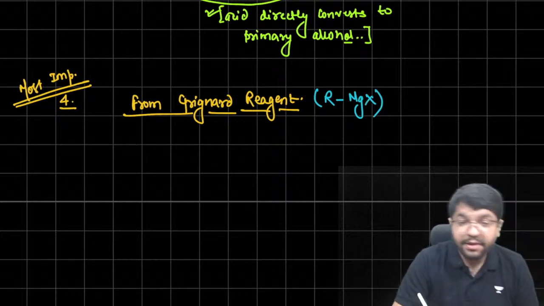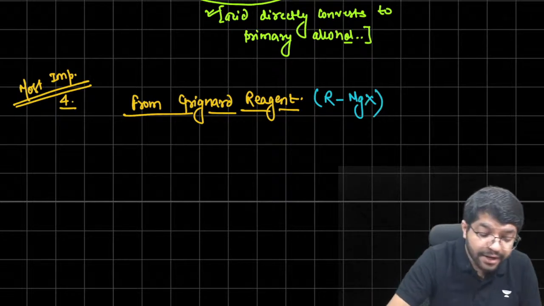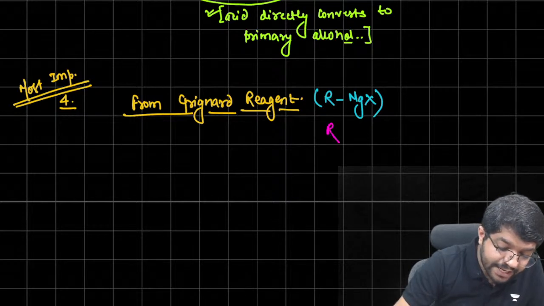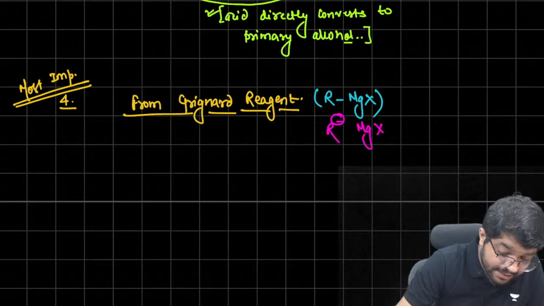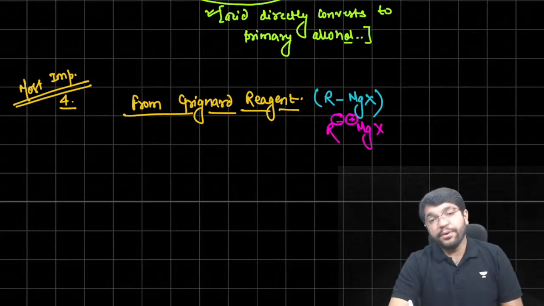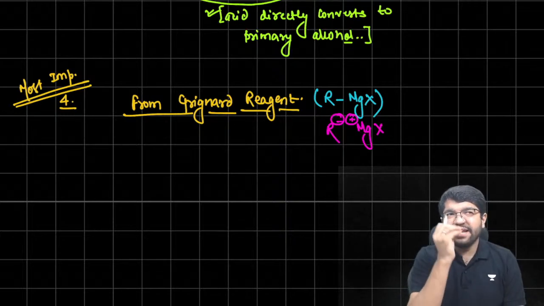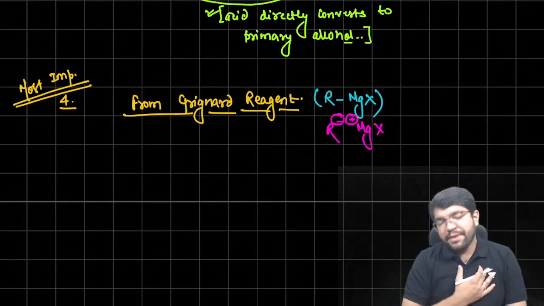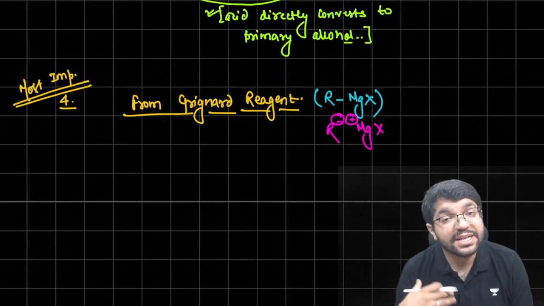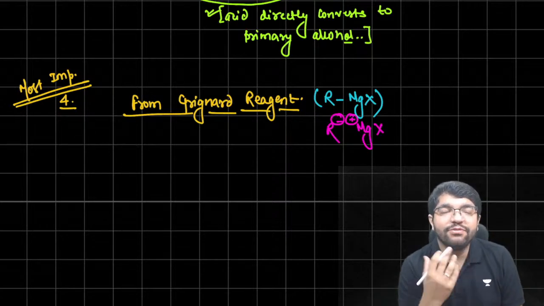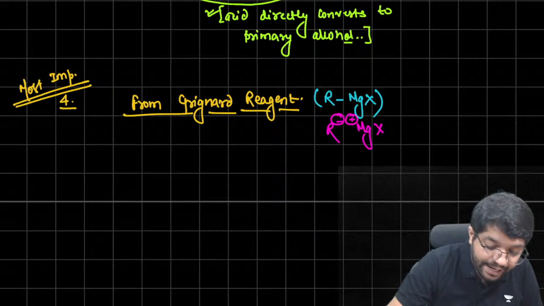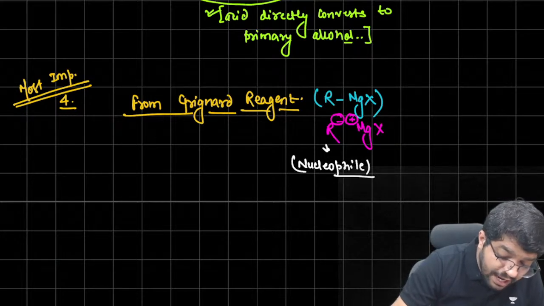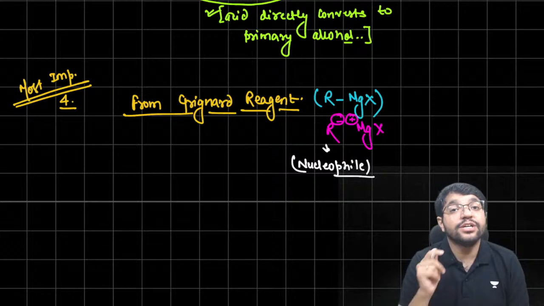From Grignard reagent, which is RMgX. Remember, this is important. Here it's basically an alkyl magnesium halide salt. It's going to be R minus and MgX plus. R minus means a negatively charged alkyl group, and a negative always loves which charge? Positive. So that's a positive-loving species, and you call it a nucleophile. So in Grignard, the alkyl group acts as a nucleophile.